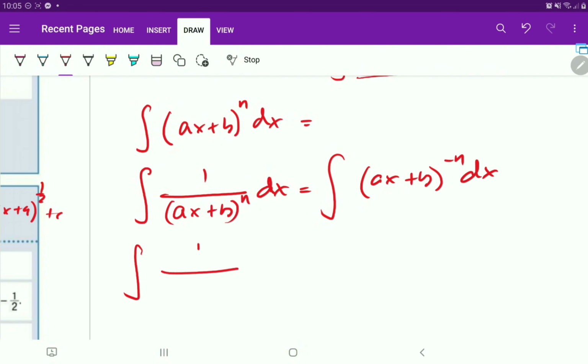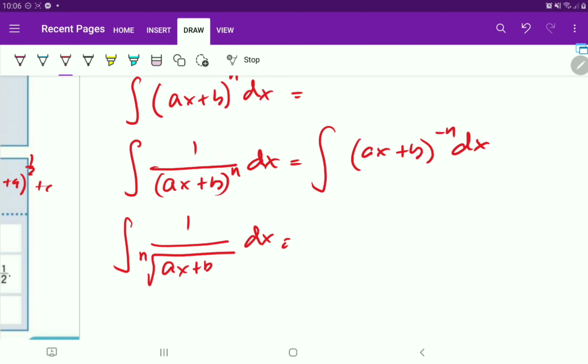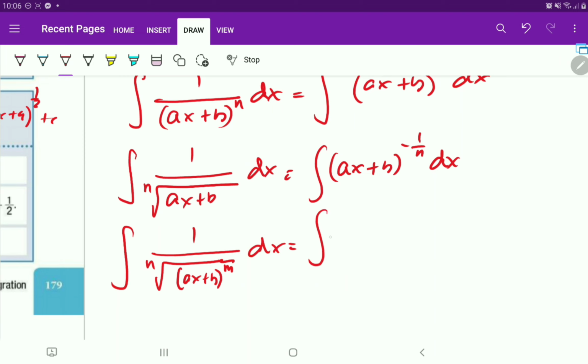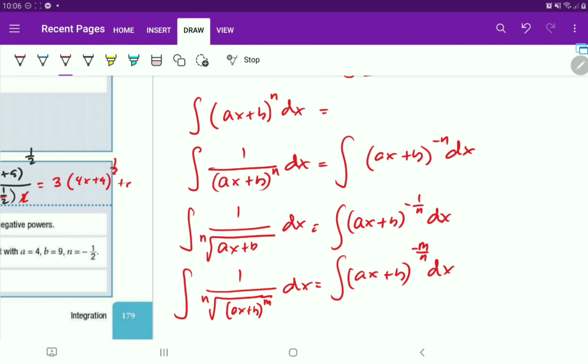The other one is that if you have the nth root of ax plus b, again, you still need to rewrite this one into the form of the integral of ax plus b to the negative 1 over n dx. Or if, for example, you have the nth root of ax plus b to the power of m dx, again, you need to rewrite first as ax plus b raised to the negative m over n dx. Okay? Again, before you apply the formula, check first if it follows this form.